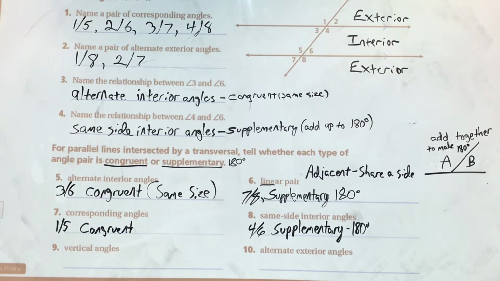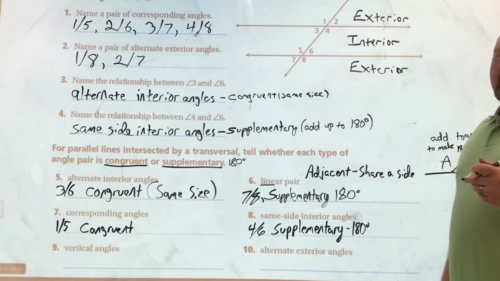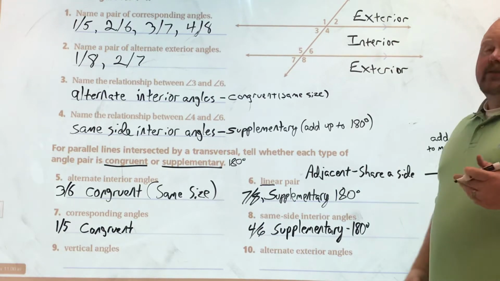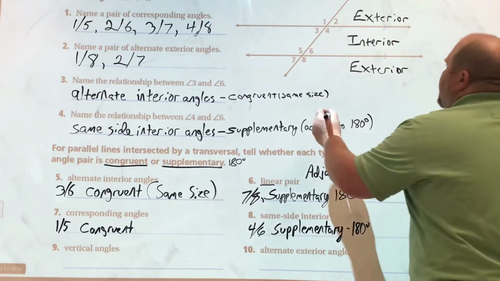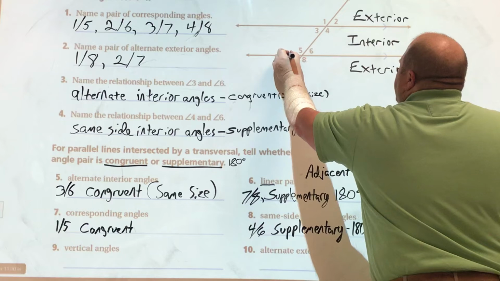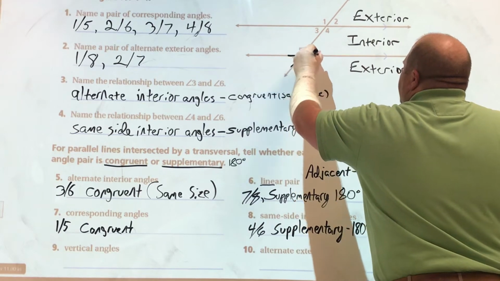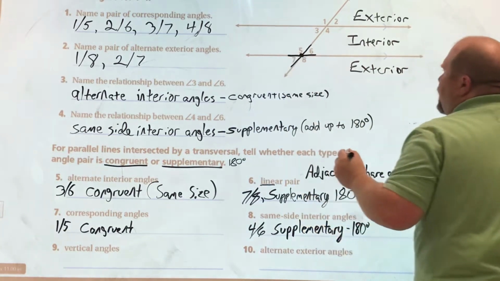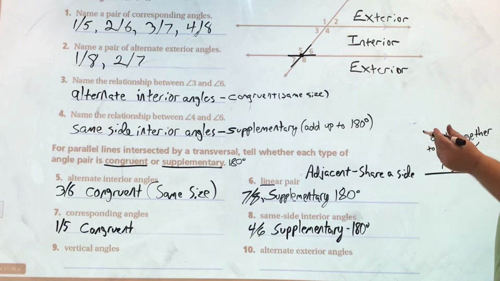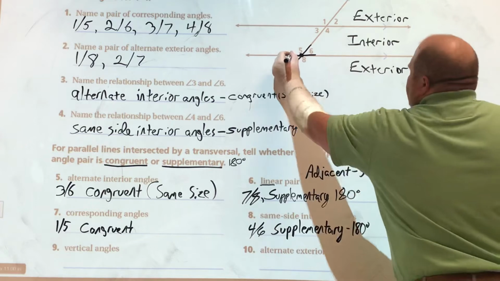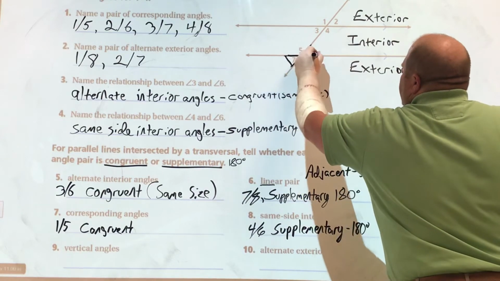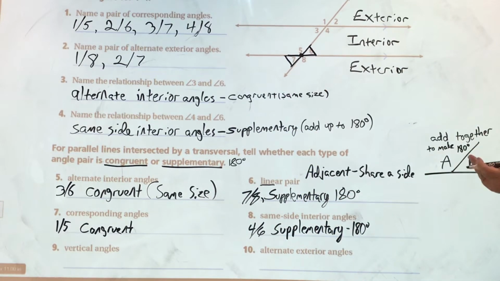All right, number 9, vertical angles. These are often referred to as bow tie angles or kissing angles. They're straight across from each other, and they have to share a common vertex. So, like, examples would be angle 7 and angle 6. If you notice, they share that point right there in the middle. That's how they get that name, kissing angles. If I connect these, they start to look like a bow tie. That's where they get that name, bow tie angles.